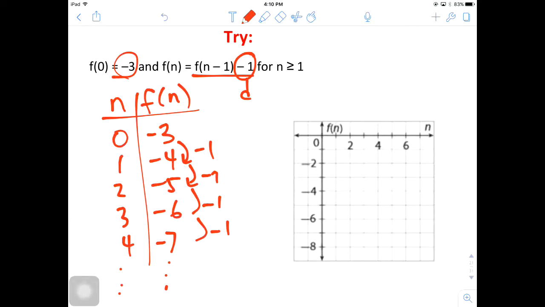And so let's go ahead and graph that. At 0, it is -3. At 1, it is -4. At 2 is -5. 3, -6. 4, -7, so on, so forth. Okay, and it keeps going. So that is how you graph this one. Hopefully you got it right.